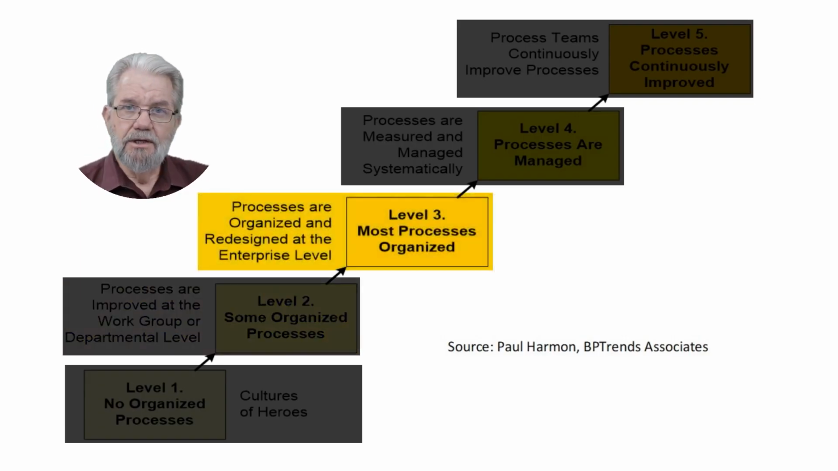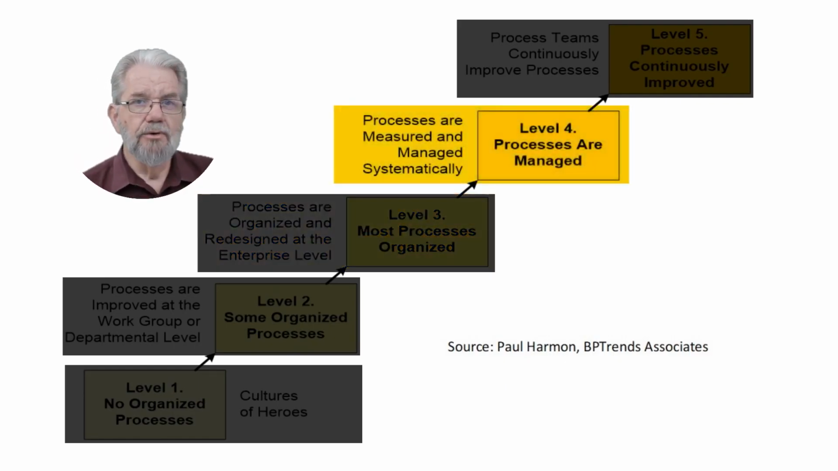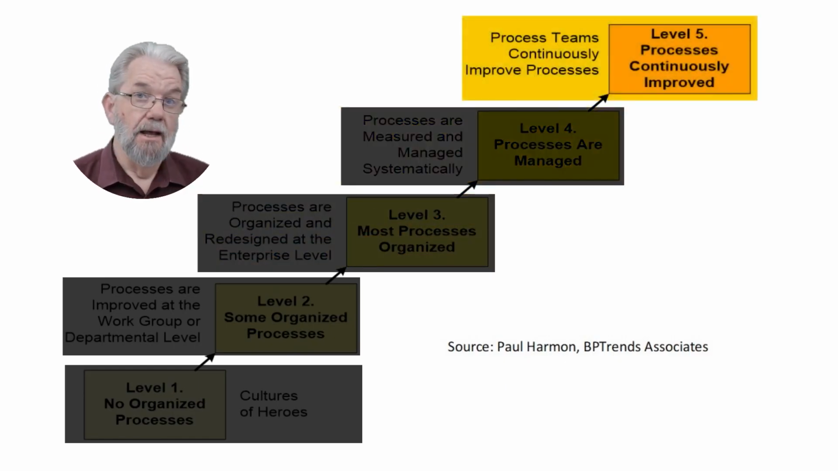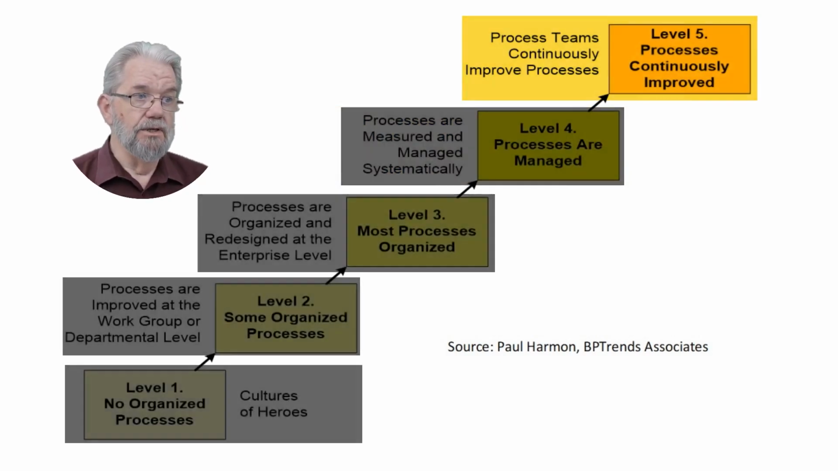Level 3, I think, is a kind of tipping point, because now we're getting serious about this. We're doing it on an enterprise level. We're still not perhaps doing it everywhere or doing it consistently, but we've started it. And then at level 4 and 5, we're just getting better and better at it. We're doing it more consistently and more widely across the organization.